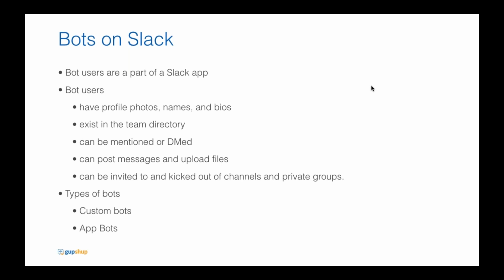There are two types of Slack bots. One is called a custom bot, and one is called an app bot. We spoke earlier about what an app bot is. Essentially, the difference between a custom bot and an app bot is this.